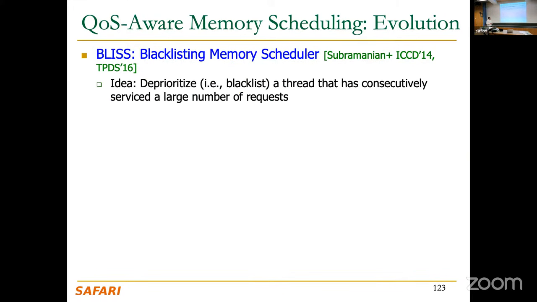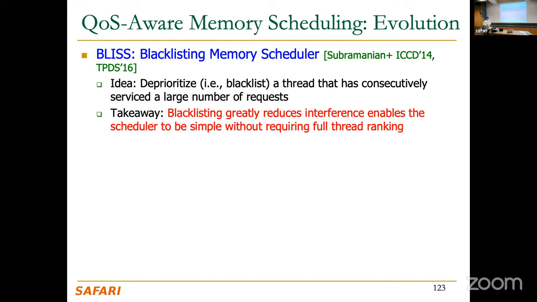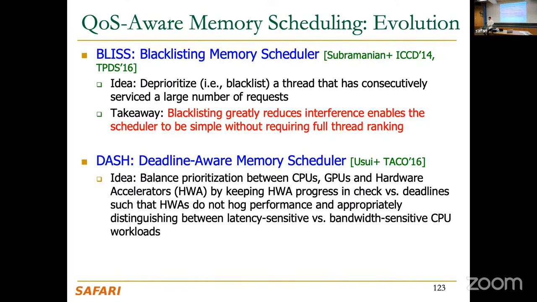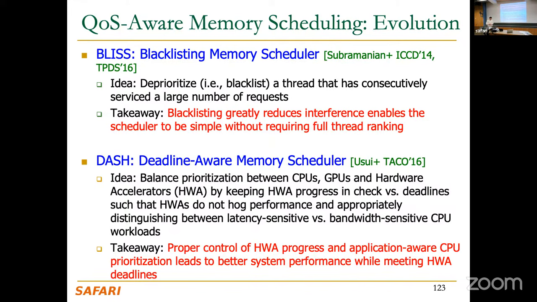There's BLISS, the blacklisting memory scheduler, which basically deprioritizes a thread when it learns that the thread has consecutively serviced a large number of requests. This will allow us to prioritize indirectly the threads that don't get served that often. And there's DASH, the deadline aware memory scheduler. This is in the context where you have multiple agents in a heterogeneous system, CPUs, GPUs, hardware accelerators with deadlines. This technique is trying to improve service quality for those while not sacrificing performance.